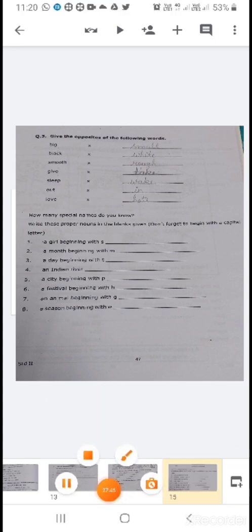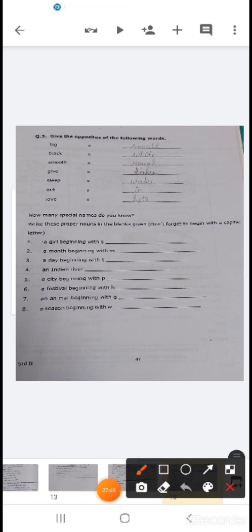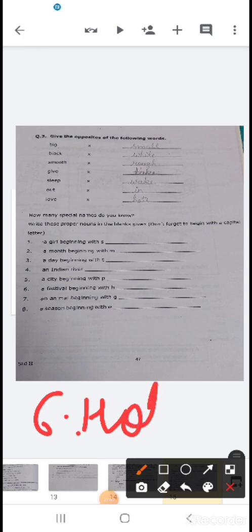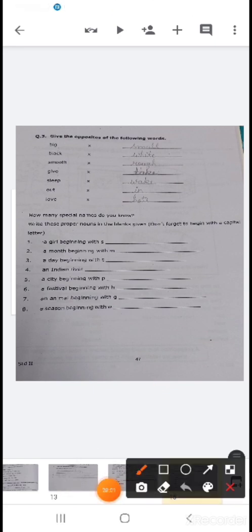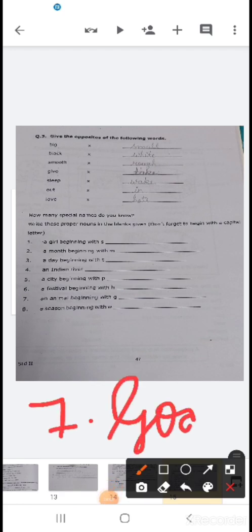Which festival begins with the H? So the festival which begins with the H is obviously H-O-L-I, Holi. Now the seventh, an animal beginning with the G. Any animal which begins with the G. So I am writing here the easy one, goat. G-O-A-T, goat. Now the eighth, a season beginning with the W.